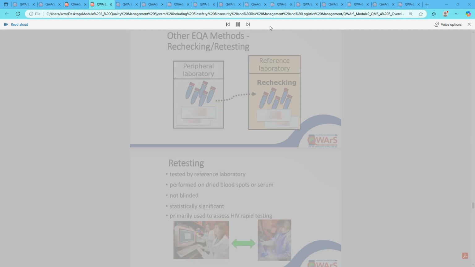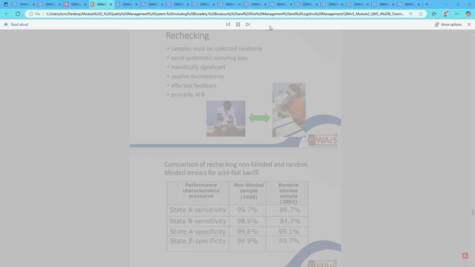Other EQA methods: rechecking / retesting. Peripheral laboratory, reference laboratory, rechecking. Retesting: tested by reference laboratory, performed on dried blood spots or serum, not blinded, statistically significant, primarily used to assess HIV rapid testing. Rechecking: samples must be collected randomly to avoid systematic sampling bias, statistically significant, resolve discrepancies, effective feedback, primarily used for AFB. Comparison of rechecking non-blinded and random blinded smears for acid-fast bacilli.